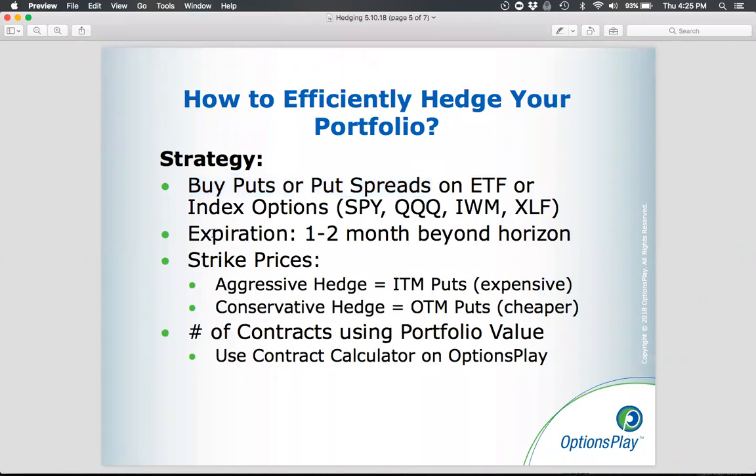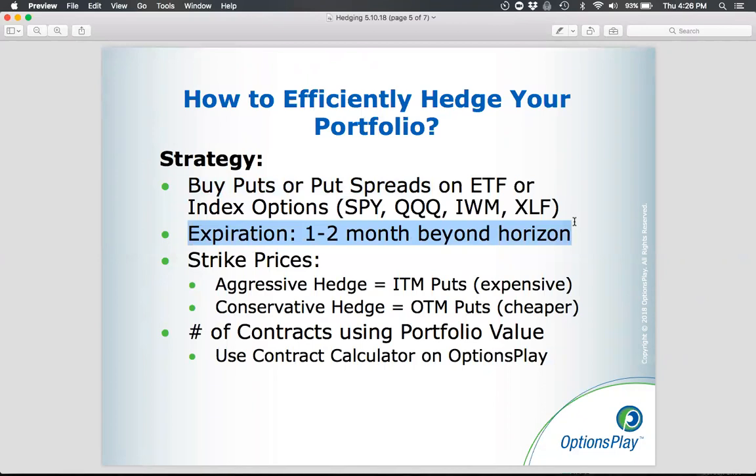The second piece that you need to do is select an expiration date. When you're hedging your portfolio, you generally want to go about 1 to 2 months beyond your horizon. So if you expect the markets to correct over the next 2 months, you might want to select a 3 or 4 month expiration date. The reason for this is, number one, it's really difficult to call the timing of corrections. A lot of times it can take a little longer than you expect, and sometimes a little shorter. You want to give yourself a buffer beyond what you expect, so that if the market corrects for 3 months instead of 2, you're covered.